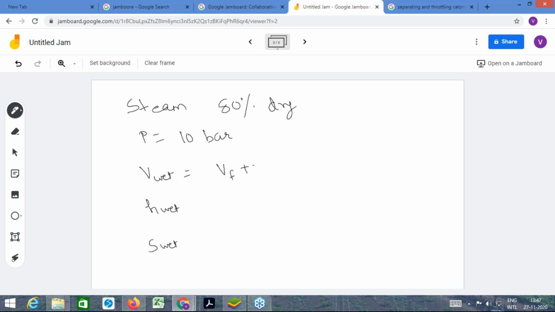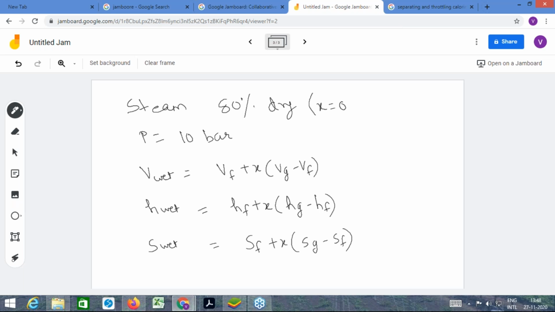Specific volume of wet steam is Vf plus x times (Vg minus Vf). Enthalpy of wet steam would be Hf plus x times (Hg minus Hf), and entropy would be Sf plus x times (Sg minus Sf). 80% dry means x is 0.8. So please use the steam tables and tell me these answers.